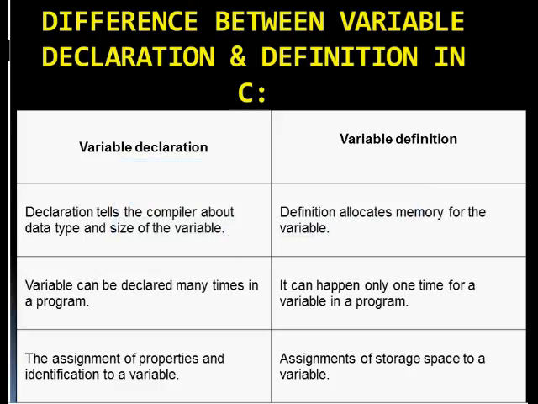So here's the difference between variable declaration and definition in C. Variable declaration tells the compiler about the data type and size of a variable. Variable definition allocates memory to a variable. A variable can be declared as many times as possible, but a variable definition can be done only once. It is the assignment of properties and identification to a variable, and storage space to a variable.